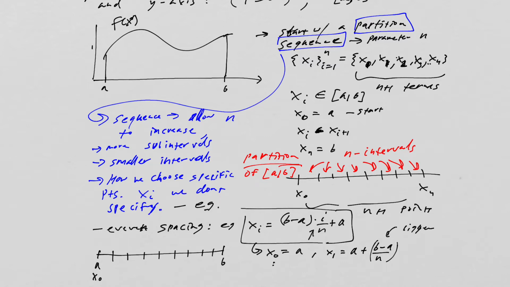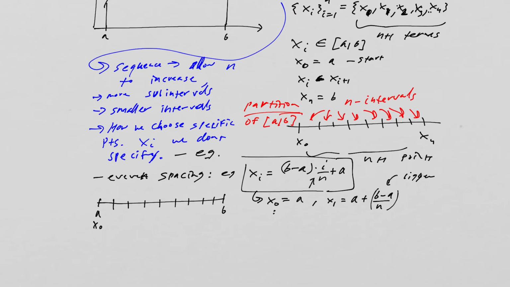And if I keep going, all the way to xn, I'm going to get A plus (B minus A) over n, times n. Those are going to cancel, and it's going to be A plus B minus A, which of course is B. So we get to the final ending point.